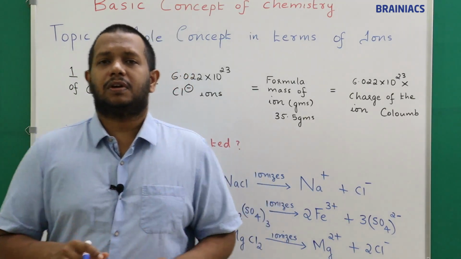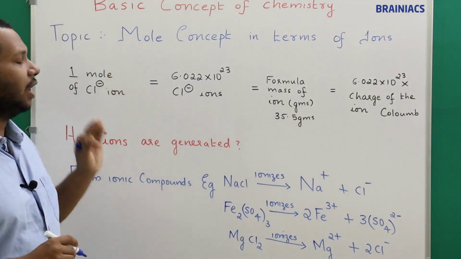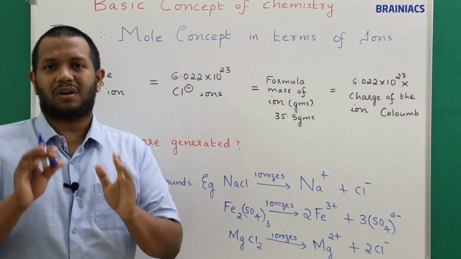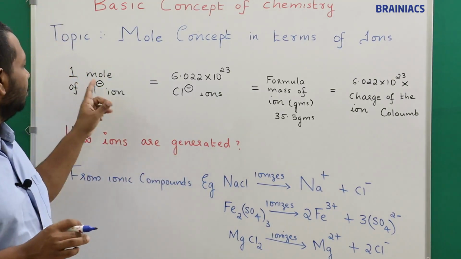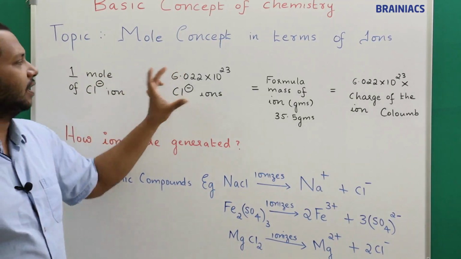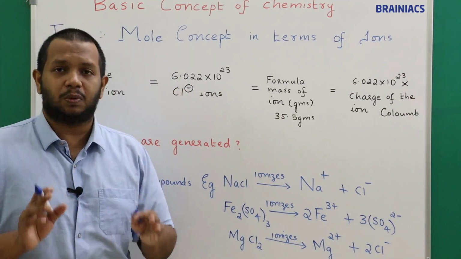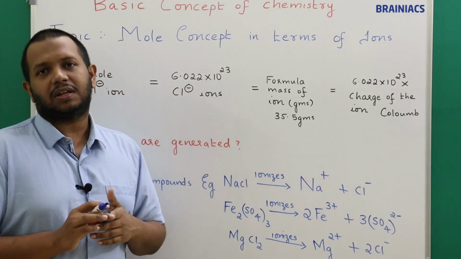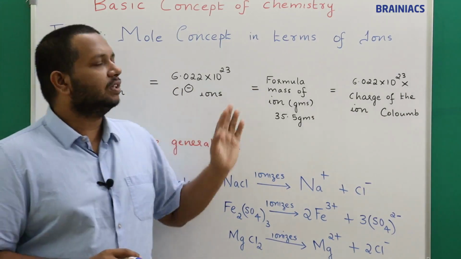Starting from our fundamental concept, think of 1 mole of an ion. Currently I am taking Cl minus, just as one example for your understanding. So 1 mole of Cl minus ions is equal to how many ions? We can say it is 6.022 × 10^23 Cl minus ions, and which is equal to what?